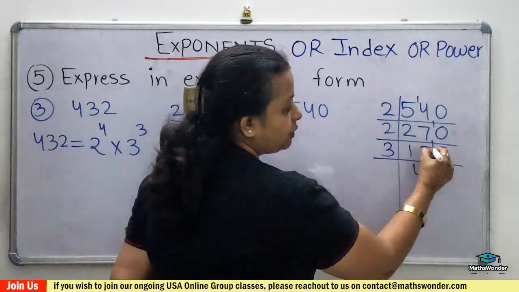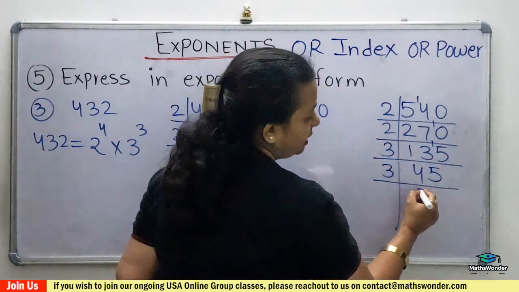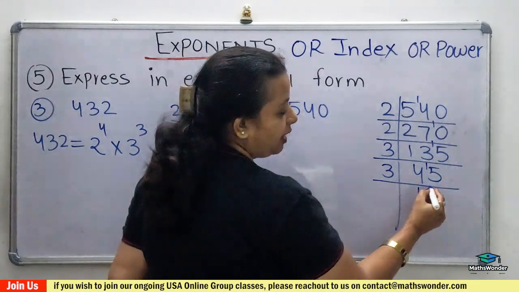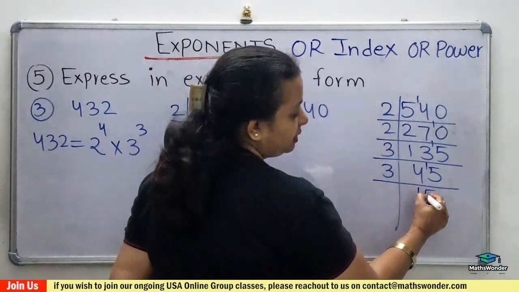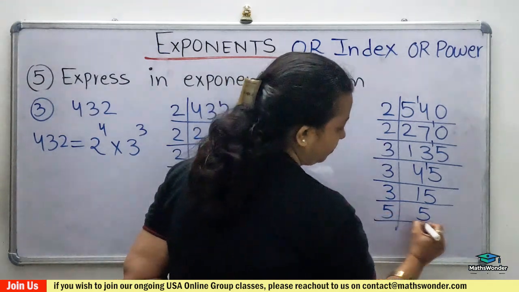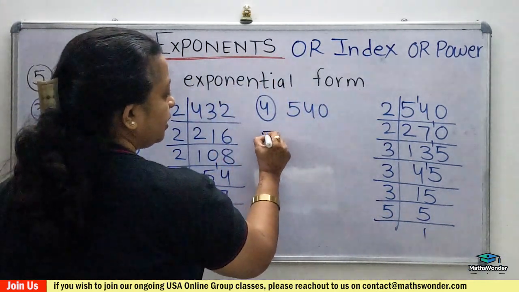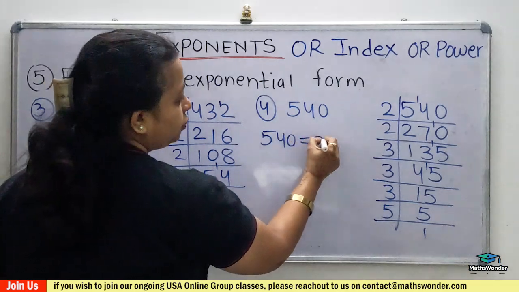3 times 4 is 12. 3 times 5 is 15. Again, it's divisible by 3. 3 times 1 is 3. Carry over 5, 1. It's 15. 3 times 5 is 15. Again, 3 times 5 is 15 and 5. So now there are 3 bases. It's okay. 540, you will write as 2 raised to the power 2, 3 raised to the power 3, and 5 raised to the power 1, because 5 comes 1 time.